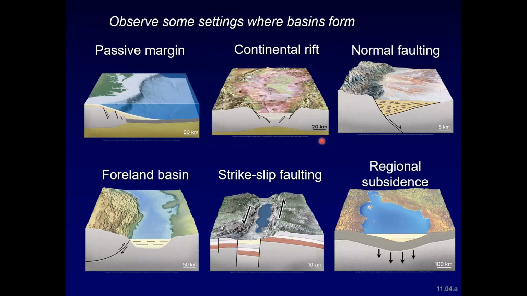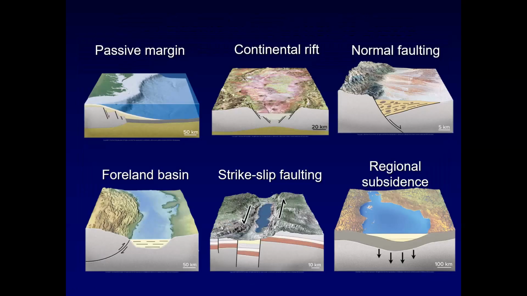So where do basins form? Here's a few different settings. You can see them in passive margins. Rifting can form passive margins that have thinned the crust and formed basins as well. Continental rift. Here you have extension of continents, commonly producing rifts or grabens. And then normal faulting can downdrop a block, giving you the space for a basin to form.